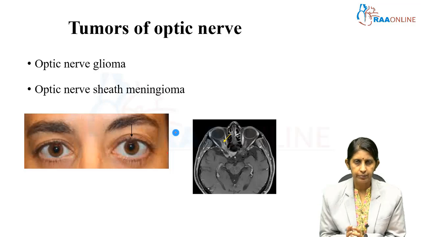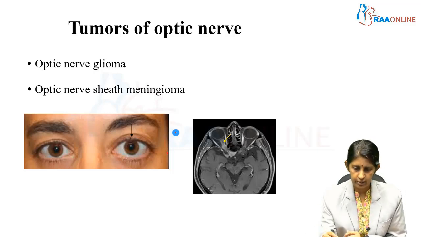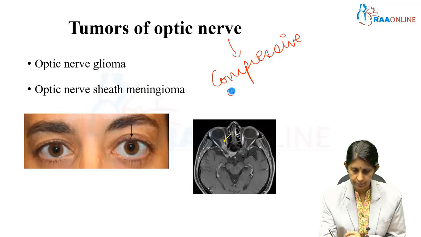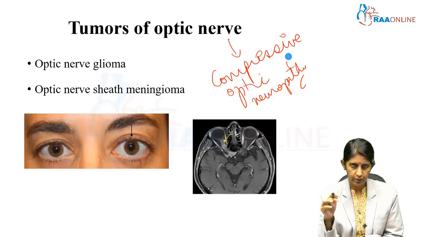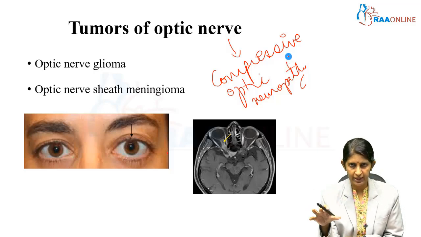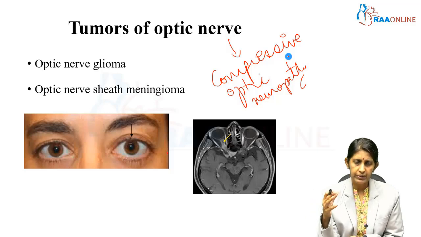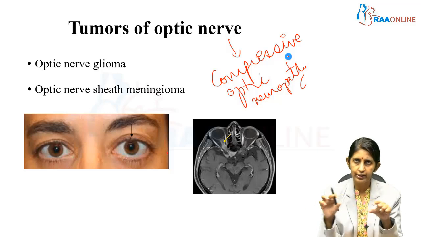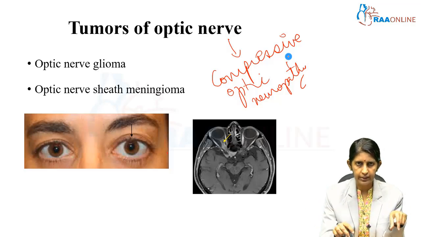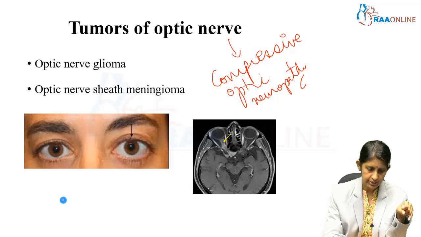Tumors of the optic nerve are another very important cause, because it is explained under compressive optic neuropathy. So what exactly are we talking about when we say compressive optic neuropathy? Optic nerve glioma and optic nerve sheath meningioma are explained as the causes of compressive optic neuropathy. When we say optic nerve glioma, the lesion is at the optic nerve itself. When we say optic nerve sheath meningioma, we are talking about the sheath that surrounds the optic nerve. So here is a patient with an optic nerve sheath meningioma, which classically occurs in middle age.